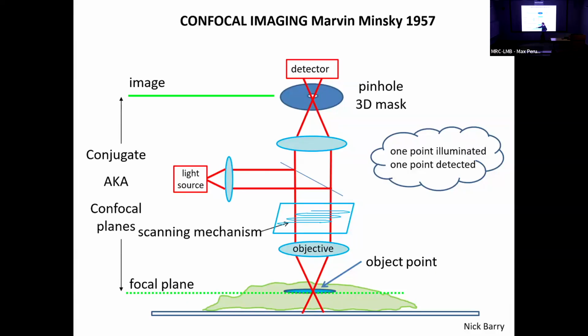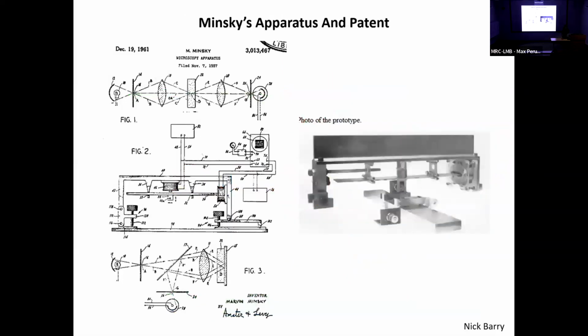And then the name confocal comes from this idea of conjugate plane. So it's the same focus. So it's effectively the sample plane and its image plane. But again, it's one point illuminated, one point detected. So you have to synthesize the image via electronic means.